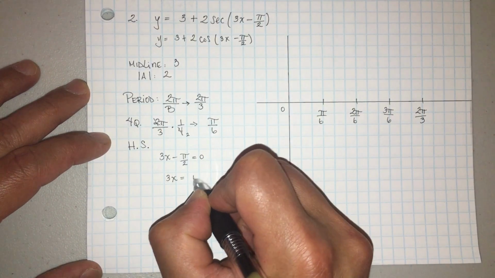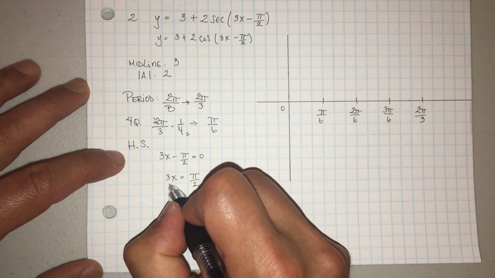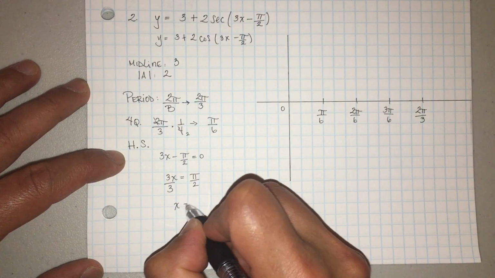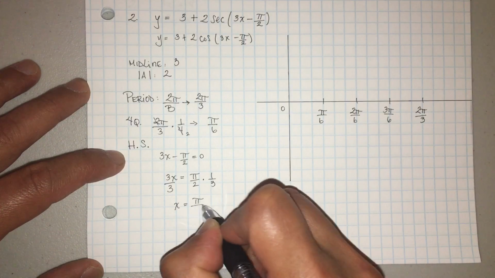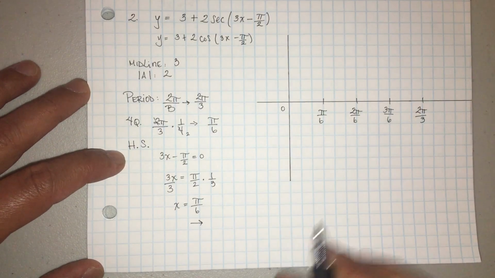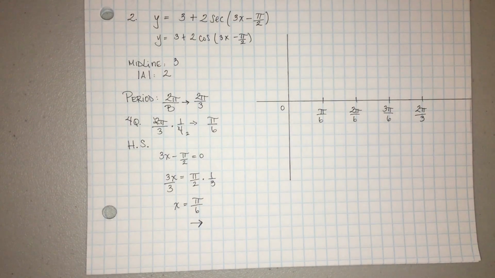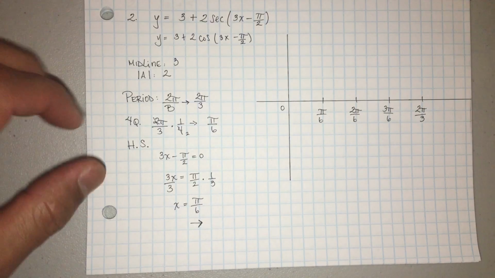3x, bring the pi over 2 to the right. You get positive pi over 2. Let's go ahead and divide by 3. Remember, dividing by 3 is the same thing as multiplying by 1/3. So we're going to move it pi over 6 to the right. Nice. Which is great because I have the same denominator, so I'll be able to move it fairly easily.